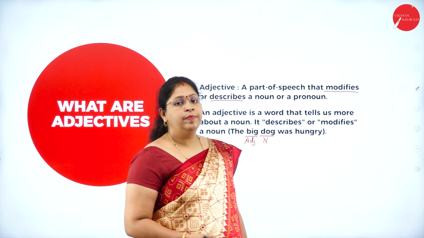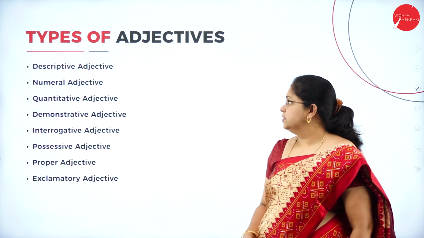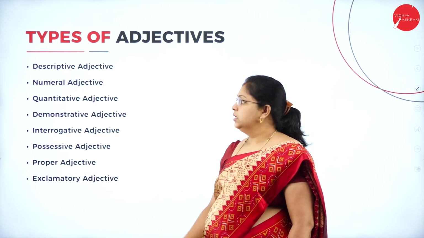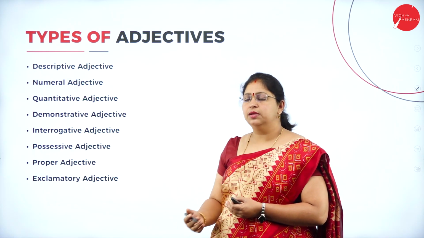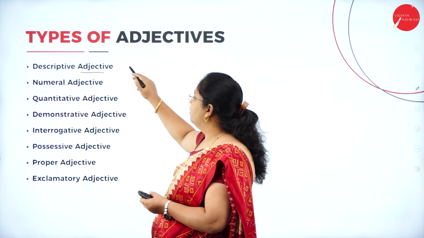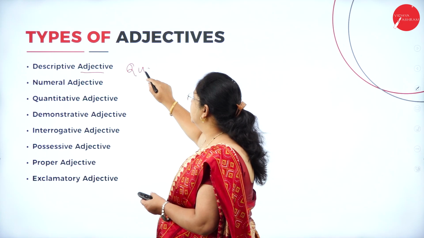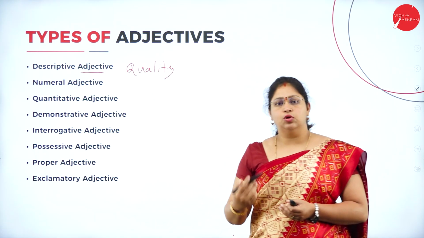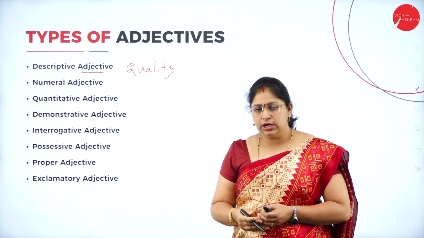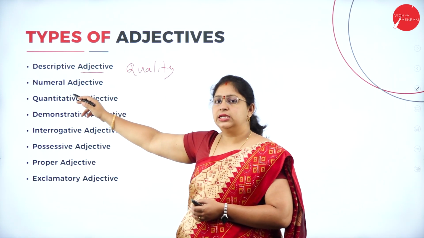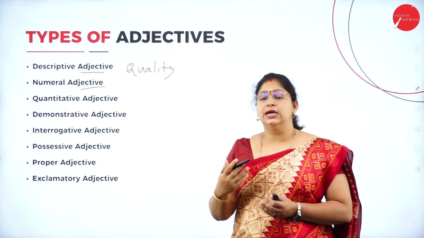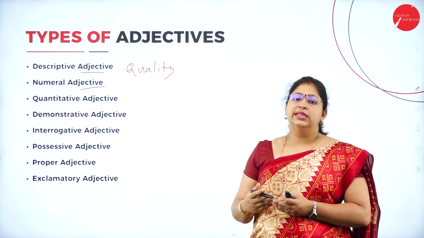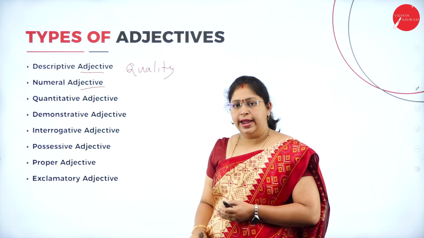Next, we will see the types of adjectives. So, these are the list of types of adjectives. Descriptive adjective is nothing but the adjective of quality. It tells the quality of the noun. So, descriptive adjective is also called the adjective of quality. Next is numeral adjective. Numeral adjectives means it tells the number, 2 boys, 2 apples, correct? So, it is telling the number there, that is called numeral adjective.